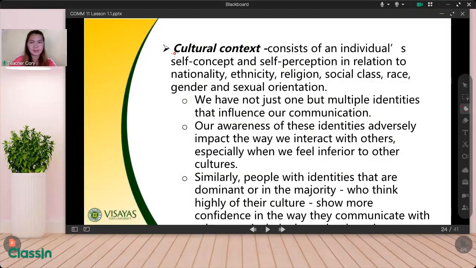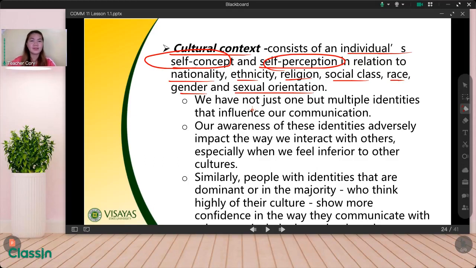Next, we also have here cultural context. Cultural context consists of an individual's self-concept and self-perception in relation to nationality, ethnicity, religion, social class, race, gender, and sexual orientation. So these things are now coming in. That's why we have to be very conscious about these things, because we might offend the person we're talking to if we are so tactless and insensitive about these things.